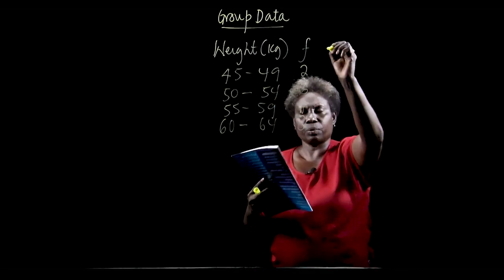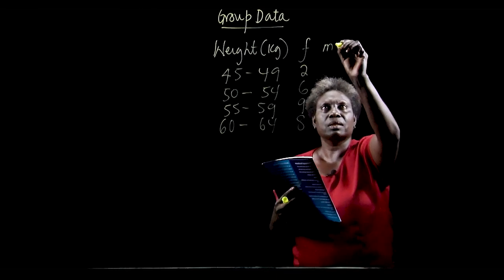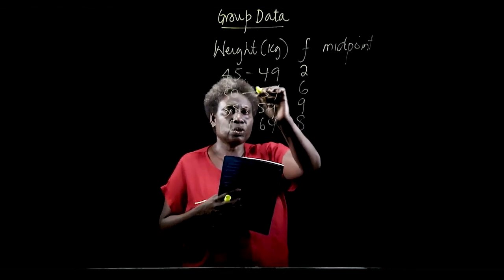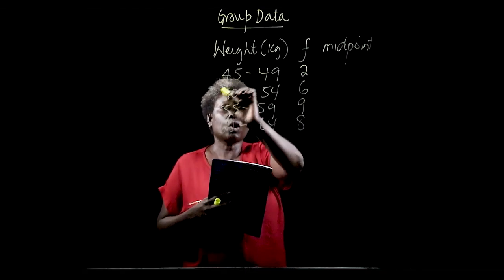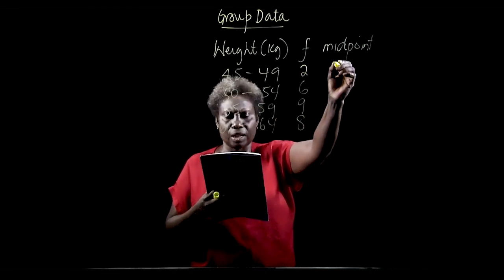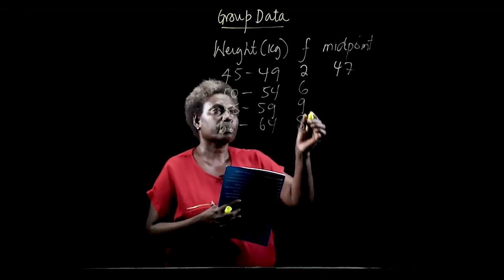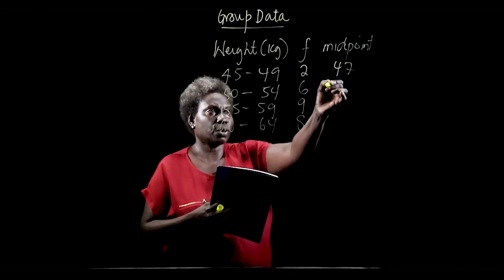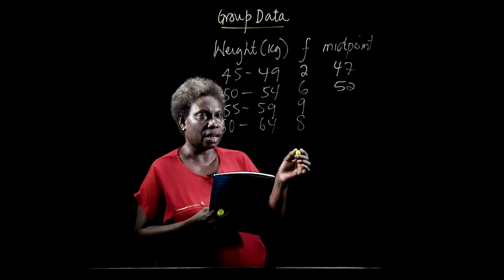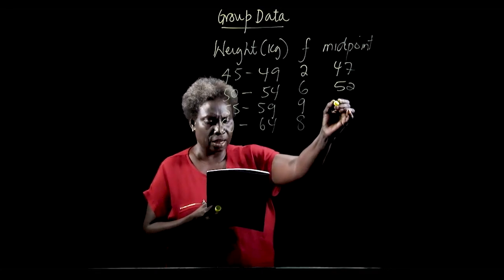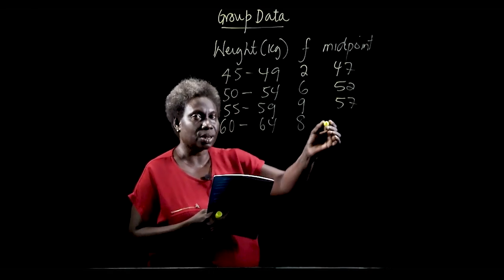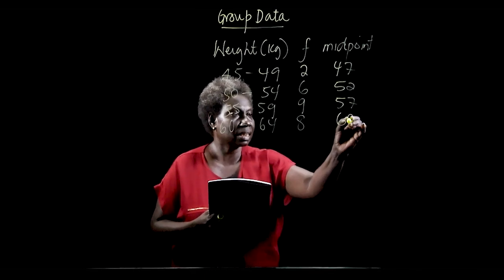Now, the next thing we are going to do is find the midpoint of the weights. We usually add the lower limit and the upper limit and divide by 2. So 45 plus 49 divided by 2 gives us 47. 50 plus 54 divided by 2 gives us 52. 55 plus 59 divided by 2 gives us 57. And 60 plus 64 divided by 2 gives us 62.